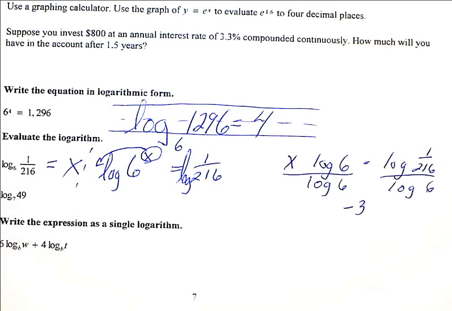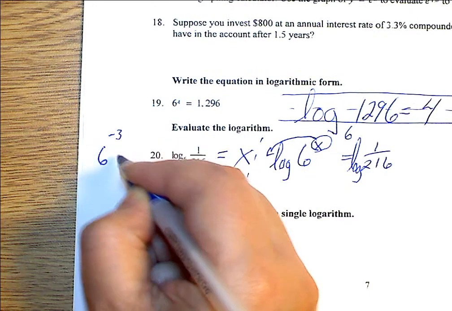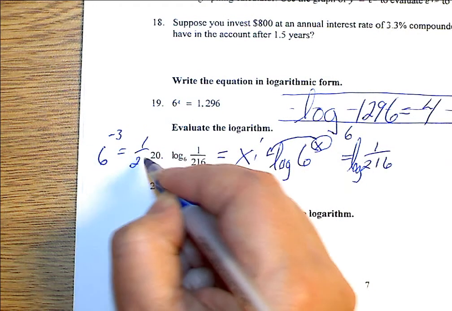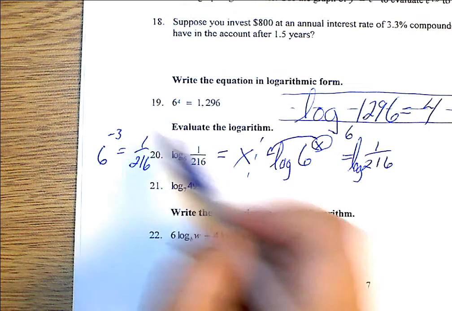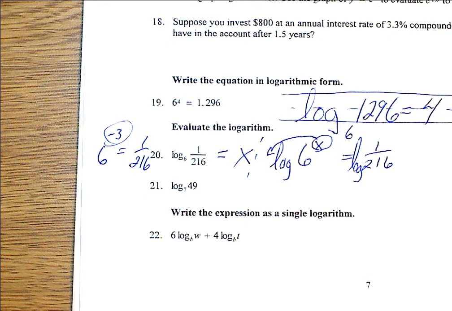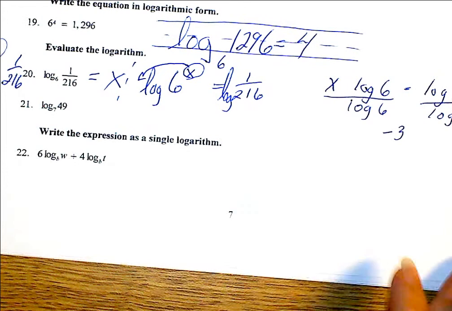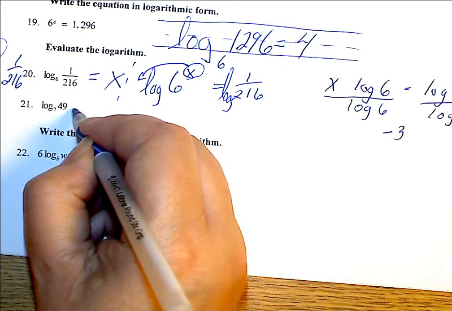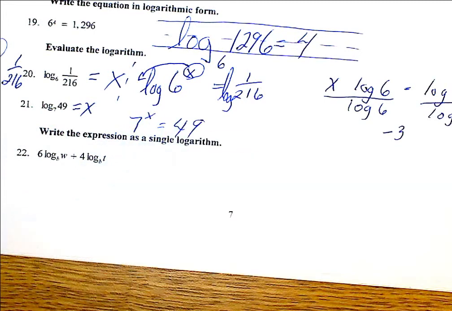Once you get -3, you can always put it back in here and see if it's right. Remember that we started with this problem and it said 6 to the -3 is equal to 1 over 216. You could put that in your calculator and make sure it's right, but this is what you just found. So you can always check your work. Next, you probably can see right away: you set it equal to x. So we have 7 to the x is equal to 49. Most of you already know what x is. x is 2.